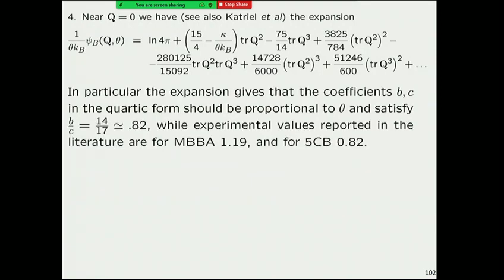And near Q equals zero, you can expand the energy, right? And here's what you get, right? And now, if you think that the quartic model corresponds to Qs that are small, if you like, then these two coefficients will be the ones with the B and the C. Okay? So if you calculate that, then you see that, well, first of all, the expansion gives that the coefficients should be proportional to theta, because I've got 1 over theta KB here. And secondly, if you calculate what it is, it turns out to be 14 over 17, which is about 0.82. And the experimental values reported in the literature for MBBA is 1.19, which is not too bad. And for Phi CB, it's 0.82, which is a bit surprising. Too good to be true, actually.